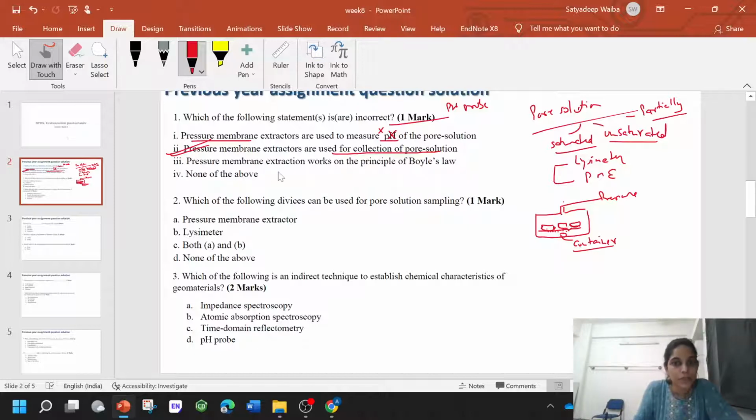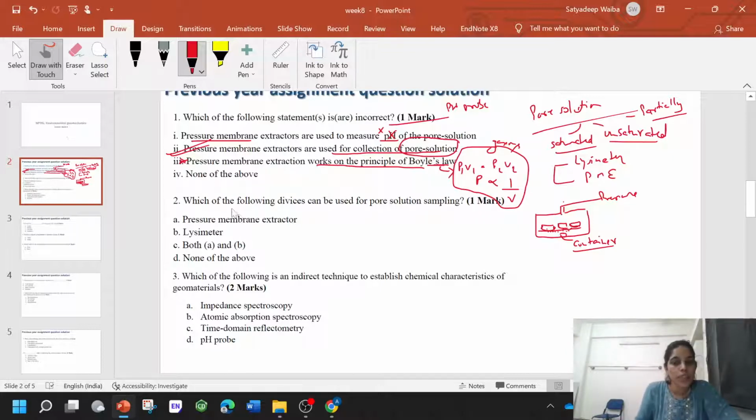Now what about third? So third says that it works on the principle of Boyle's law. Now what does Boyle's law say? Boyle's law states that P1 V1 is equal to P2 V2. It means that pressure is inversely proportional to the volume. But this law is actually applied to the gaseous phase. So PME does not work on Boyle's law, right? So this is also not a correct answer. Okay, so PME is used for pore solution collection.